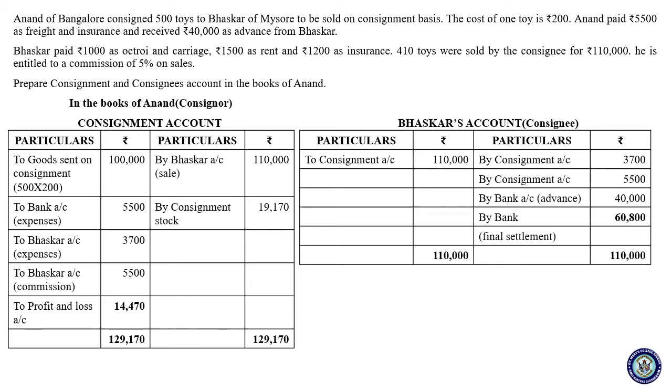Okay, so the major 4 ledger accounts that you have to prepare in the books of consignor are consignment, consignee, abnormal loss if there is any, and goods sent on consignment. In the books of consignee, only 2 ledger accounts, that is consignor's account as well as commission account. Okay, I think you finished with this. We'll move on to the next problem.